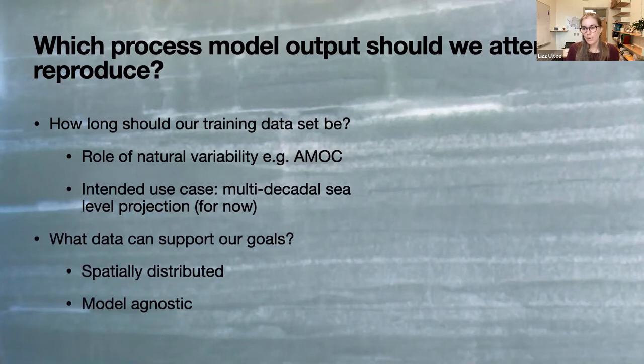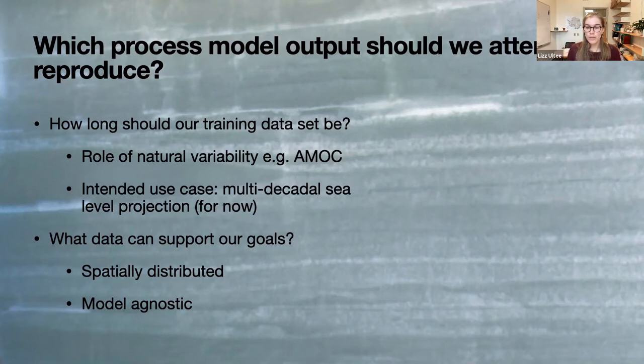And next, we need to think about what data is available to support our goals. So we would like the process model data that we're reproducing to be spatially distributed. This is a reason to look at process models that simulate the whole ice sheet instead of a single catchment or instead of a single ice core reconstruction, because we eventually want to force an ice sheet model with the surface mass balance.